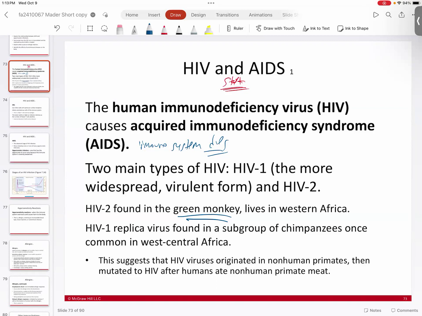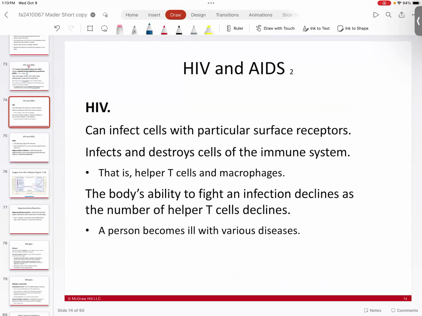So it originated potentially in monkeys. The idea is it probably came from the consumption of monkey meat in those countries. As they ate that, the virus survived, basically jumped ship and landed on us. And then it spread from there in multiple different ways.